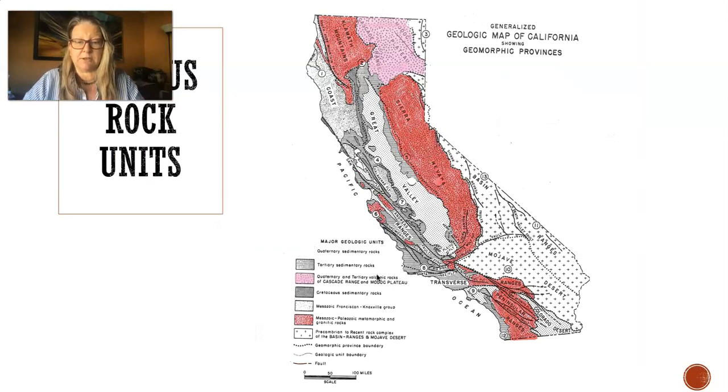This is what your map should look like after you've colored those 2 rock units. The Modoc Plateau is in the northeast part of the state, and then the red granitic rocks are in the Sierra Nevada mountain belt, the Klamath Mountains, and the Peninsula Ranges down here in the south. And then they're also kind of sliced and diced by the San Andreas Fault system in regions here.